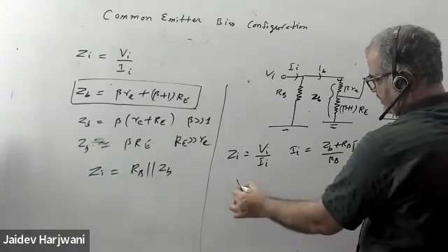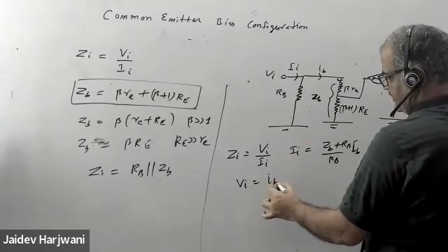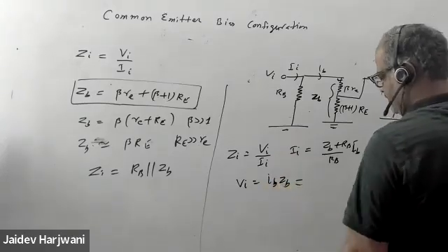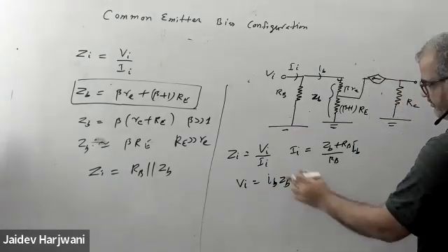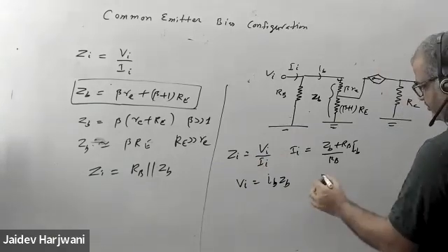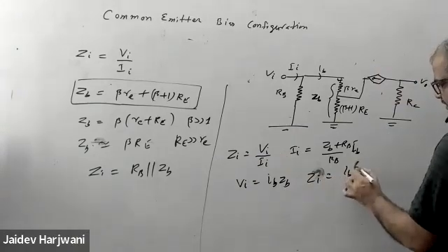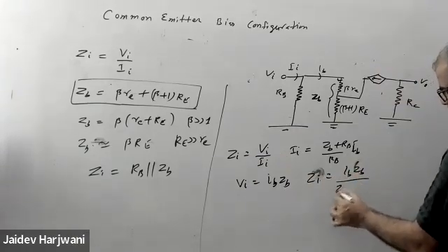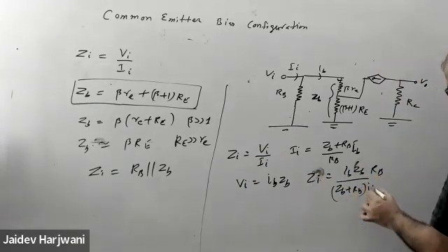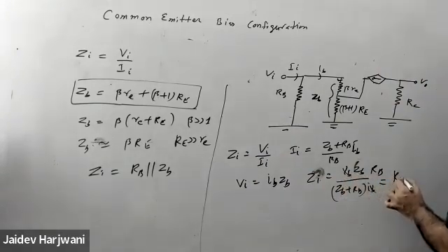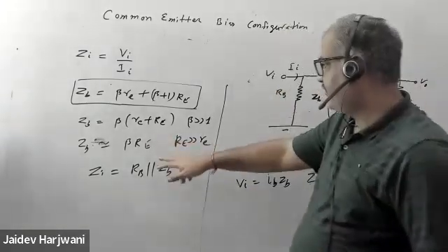VI is equal to this one and this one. So VI is nothing but IB ZB. Okay. Now if I divide this by VI by II, so ZI will be IB ZB upon ZB plus RB IB into RB, IB cancels, and this is nothing but just a parallel combination of RB and ZB. That's what I have written here.